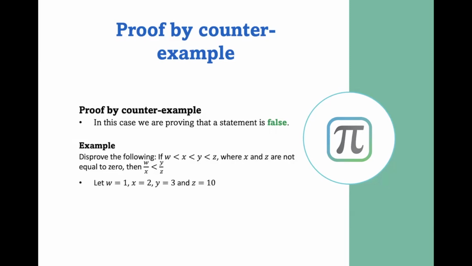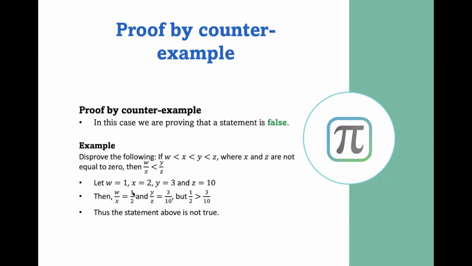As we're doing proof by counterexample, rather than using mathematical facts to construct an argument, we can instead just find one example and use example numbers, which is the approach taken here. So let w be equal to 1, x be equal to 2, y equal to 3, and z equal to 10. We can use any set of numbers, as long as we follow the first part above. So w has to be less than x, etc.